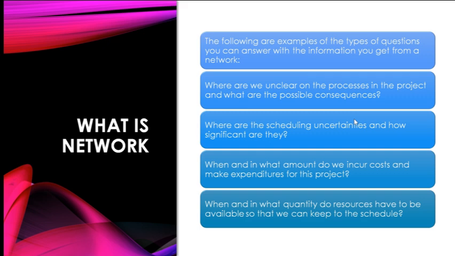And where are the scheduling uncertainties, and how significant are they? This answer also you'll get from a network. That means all the parameters that are applicable to these questions are defined in a network. When and in what amount do we incur cost and make expenditures for this project? That means in what currency in one month, and in what amount. That means what can be the maximum and what can be the minimum.